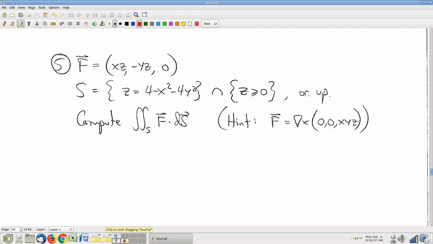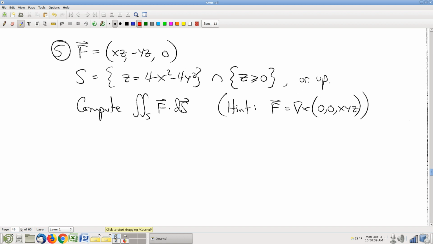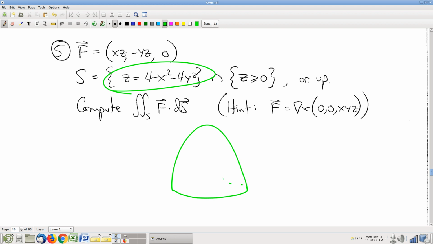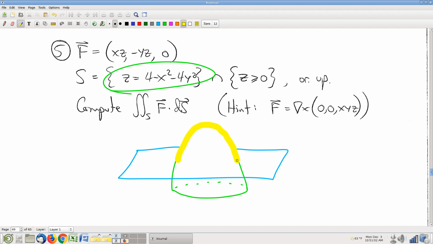Okay. Now, on the other hand, let's look at our other option, our surface here. We're looking at the part of that upside-down paraboloid, an elliptical paraboloid. We're looking at the part above the XY plane. Right, so our surface is something kind of like that.